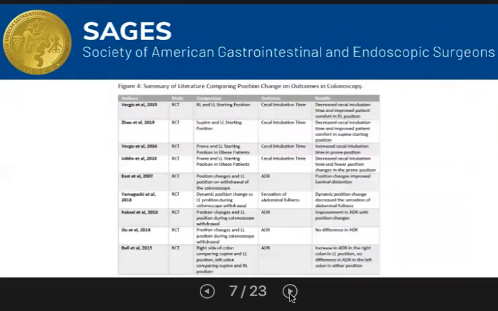This concept has been studied previously with several RCTs looking at position change, and in particular, right lateral position as a starting position in colonoscopy. Several of these studies have shown that the right lateral position decreases cecal intubation time and improves patient comfort compared to the gold standard left lateral position. These findings, however, have not made their way into current practice.